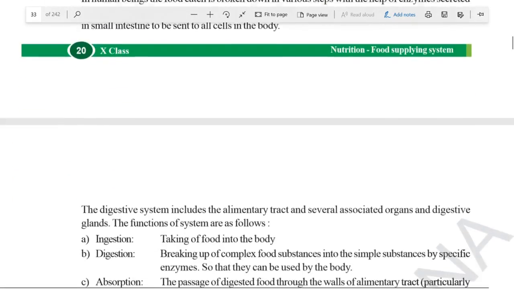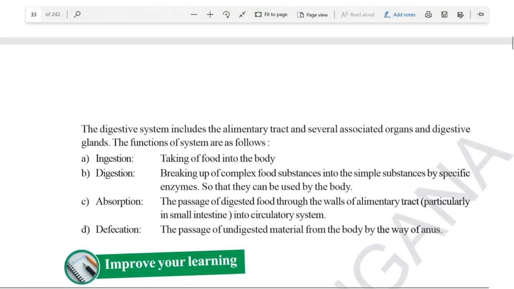Okay, question answers. Let's learn this one. The digestive system includes the alimentary tract and several associated organs and digestive glands. The functions of the system are as follows: ingestion, digestion, absorption, defecation. Ingestion means taking of food into the body.